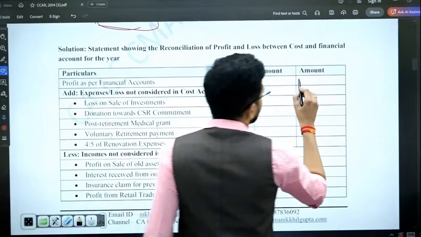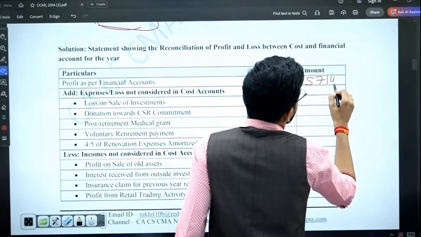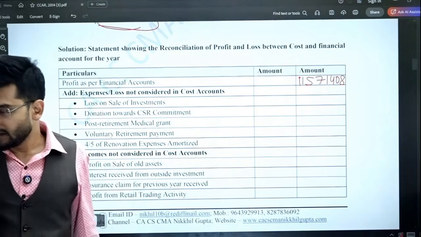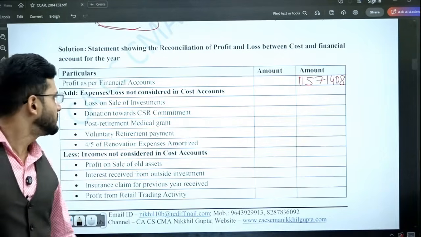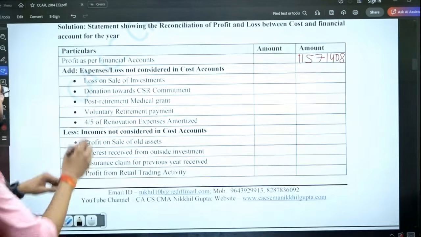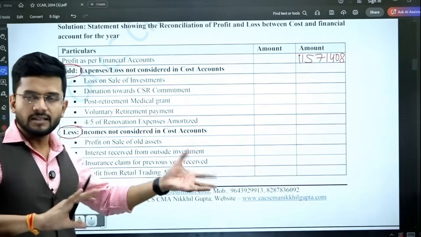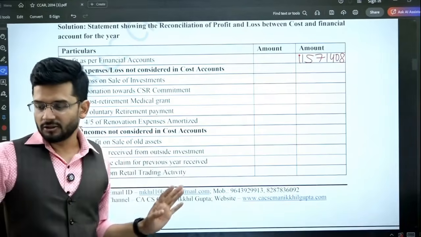1,15,71,408. This is the profit as per financial accounts. We will start with this figure. Now we are going to add some things and reduce some things. Both kinds of things are required to be adjusted. Now we'll see one by one which is to be added and which is to be reduced.